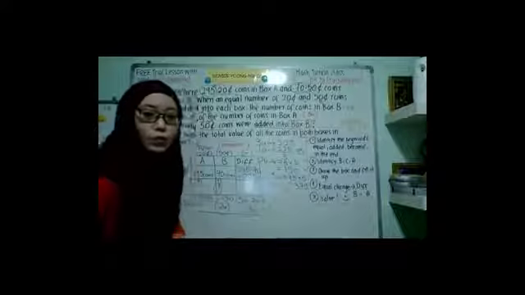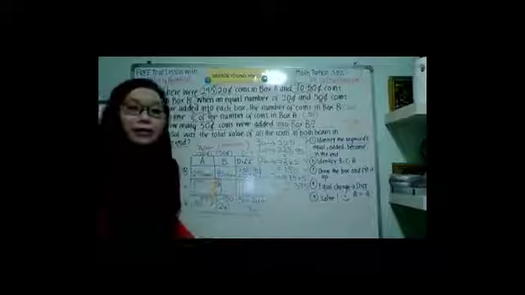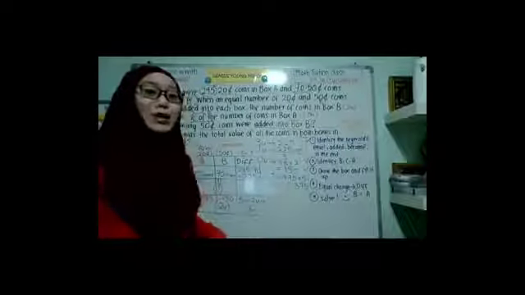Okay, now the question says for part A, how many 50-cent coins were added? I want to find this part here, this question mark. How many coins were added? Can I find how many coins were added? At first, I have 70 coins. Then when I add something, it becomes 150. Can I find how much I add? Yes or no? Yes, you can find.